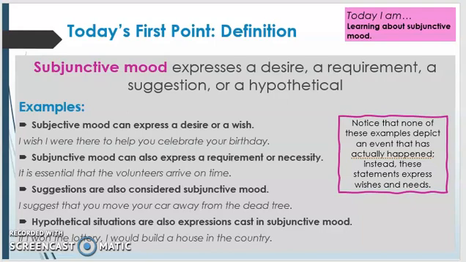So if you take a look, none of these examples depict an event that has actually happened. Instead, they're statements that express wishes and needs, about something that could possibly happen or that needs to happen. It's still in that wishful state there, hoping it could happen.